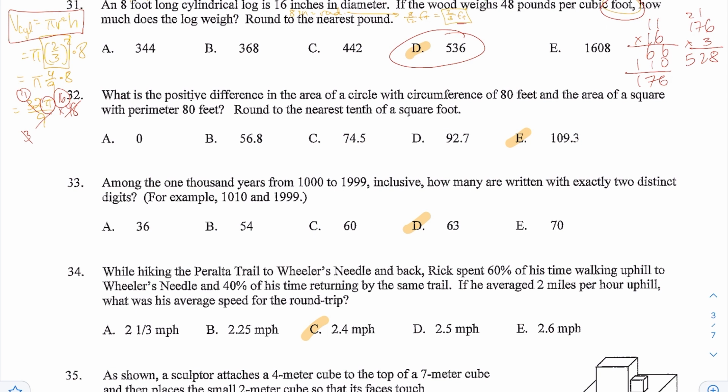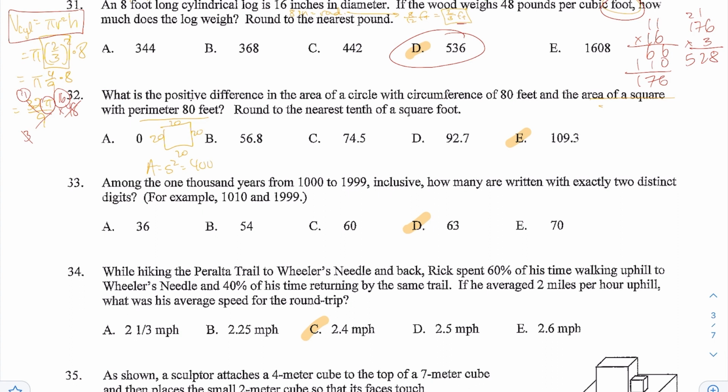Next one, number 32. What is the positive difference in the area of a circle with circumference of 80 feet and the area of a square with perimeter of 80 feet? You have to round to nearest tenth of a foot. All right, the area of a square with a perimeter of 80 means that each side is going to be 1/4 that, or 20. So the area here is going to be side squared, which is 400.